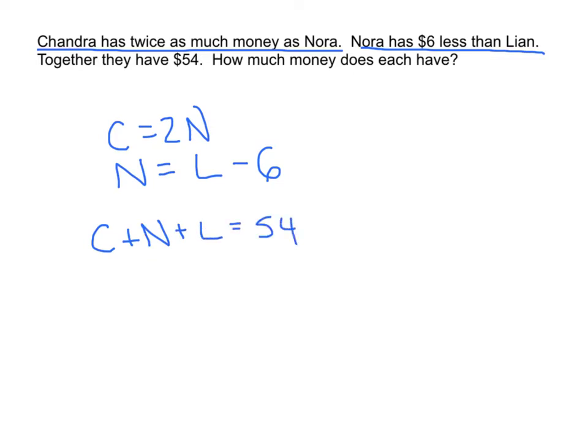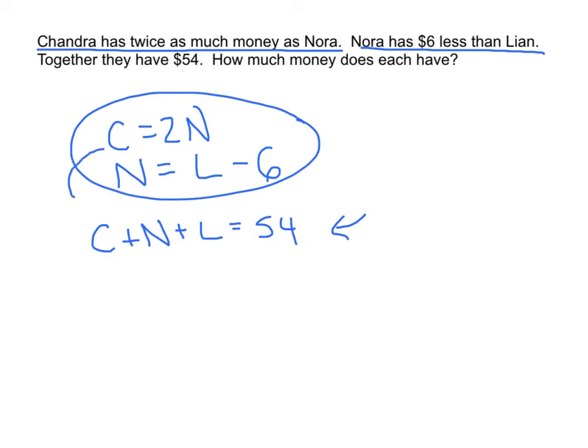So noticing that this equation involves all three, that's going to be my main equation to solve. Therefore, I'm just going to use these two and substitute. Now, which variable do I want to keep? Well, it seems to make sense that I should either keep n or l. It really doesn't matter. I'm just going to stick with keeping n.